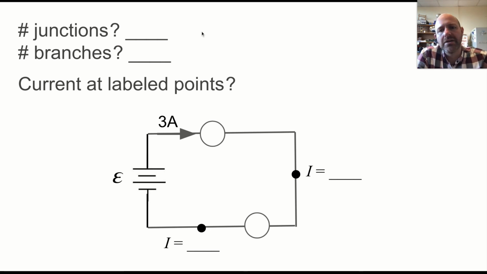So let's take a look at a circuit and see if we can get some numbers here. There are 0 junctions in this single branch circuit. At the various labeled points, the dots, what current will there be? Well, if there's 3 amps leaving the battery going around, then there must be 3 amps over here and 3 amps down here. The current could not be created or destroyed because charge could not be created or destroyed.